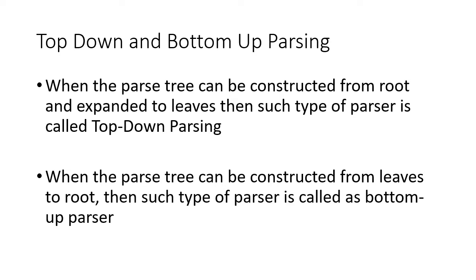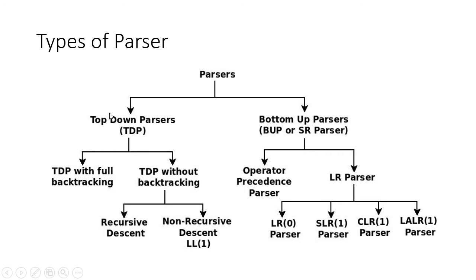If you parse a tree right from the top, that means when you construct from the root and expand it to the leaves, such type of parsing is called top down parsing. And just the opposite of it, when you construct from the leaves and then reach the root, that is called bottom up parsing. Now I'll come to these two in a while. So let us see first the types of parsers.